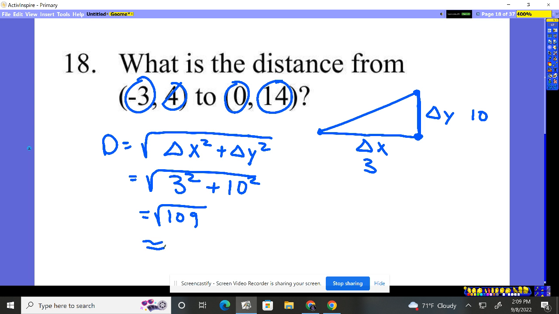I know 10 times 10 is 100. So I just take the square root of 109, should be 10 point something. It's going to be about 10.44 and some stuff. So just about 10.4 is the distance between those 2 points.